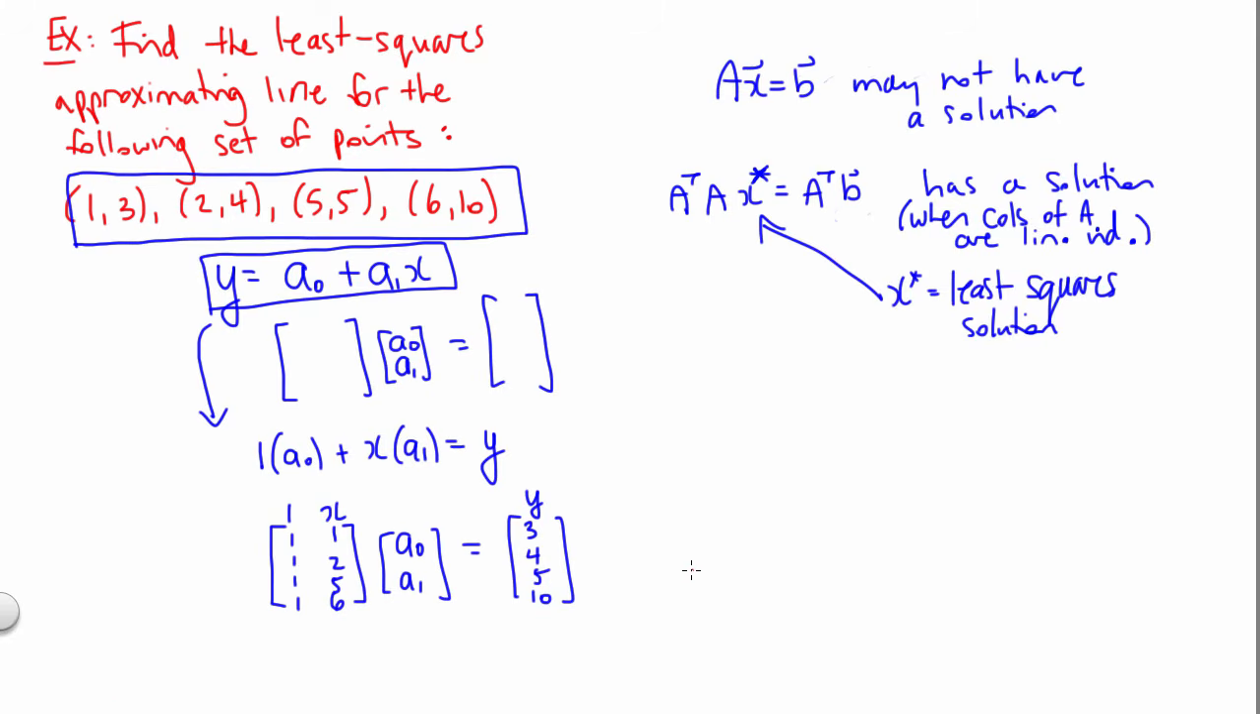So this gives us a hint as to how to find our least squares solution x star. If we could multiply both sides by the inverse of A transpose A, then we would have isolated x star. So let's write x star is equal to (A transpose A) inverse times A transpose b, and that gives us the formula that we're going to get started with.